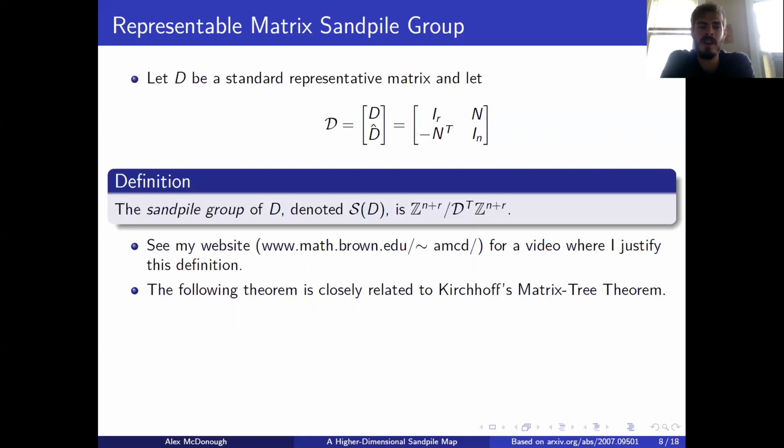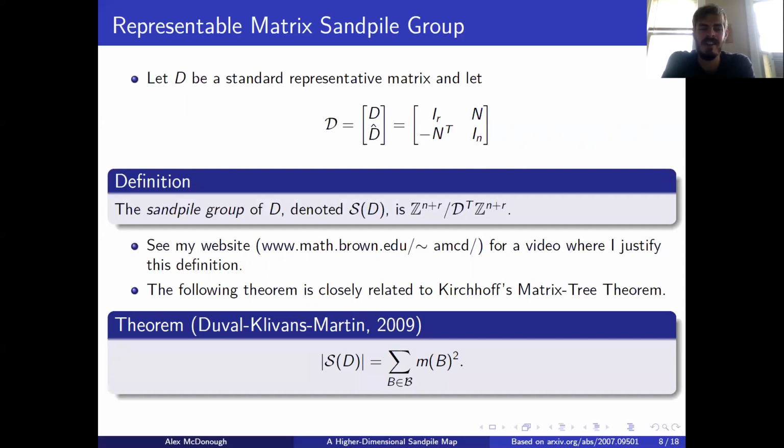But if we generalize this to this case, we get a relationship between the Sandpile group and the bases according to their multiplicity. So in particular, the size of the Sandpile group of D is going to be the sum of the multiplicity squared of each basis in your matroid that D represents. And this theorem is by Duval, Klivans, and Martin.